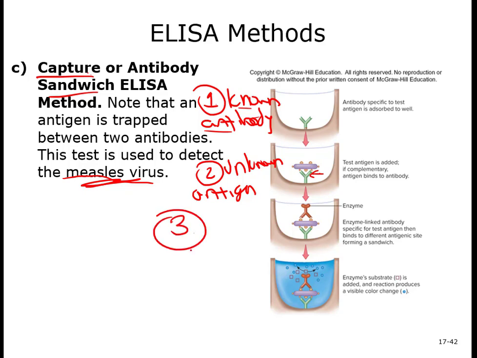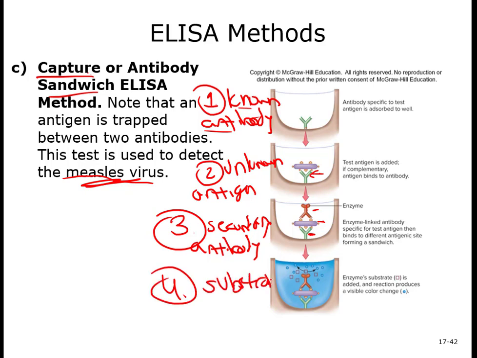Now, step 3, again, we have to add that enzyme-linked antibody, or the secondary antibody. This time, the secondary antibody that has the enzyme linked to it is also going to attach to the antigen. So you're creating a sandwich of primary antibody, antigen, and secondary antibody that all sandwich together. And then finally, again, we're going to add a substrate that will interact with the enzyme on the secondary antibody and cause a color change. So again, color change would indicate a positive result.